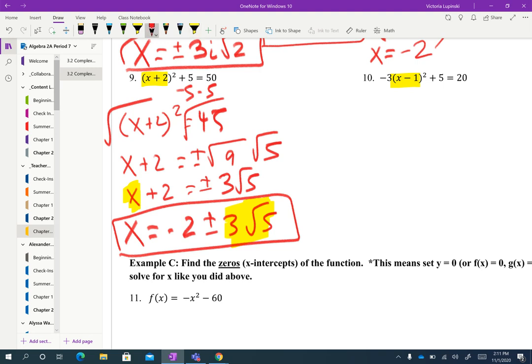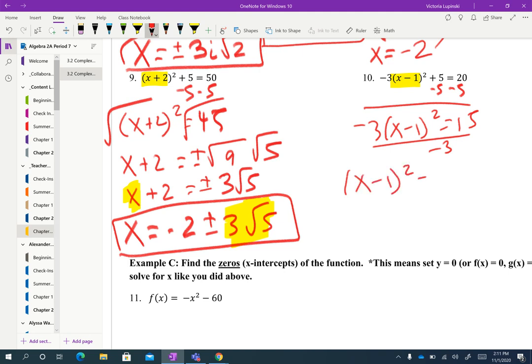The hardest it would possibly get is number 10, which means you are trying to isolate the x minus 1 squared, which you're going to first do by subtracting 5. Then divide by -3. Take the square root. Never forget your plus or minus. The square root of a negative means an i. The square root of 5 can't be simplified.